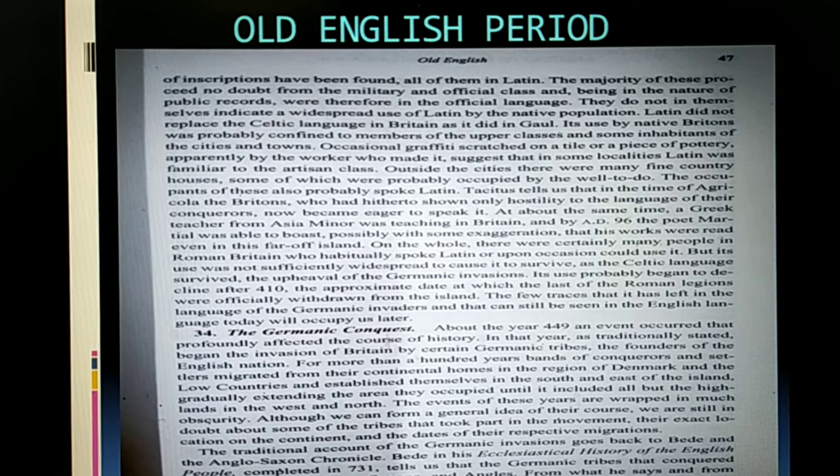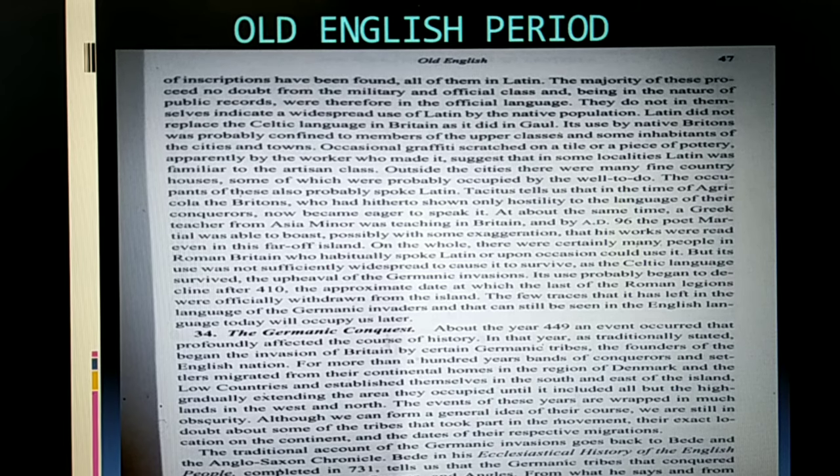Tacitus tells us that in the time of Agricola, the Britons, who had hitherto shown only hostility to the language of their conquerors, now became eager to speak it. At about the same time, a Greek teacher from Asia Minor was teaching in Britain, and by AD 96, the poet Martial was able to boast, possibly with some exaggeration, that his works were read even in this far-off island.